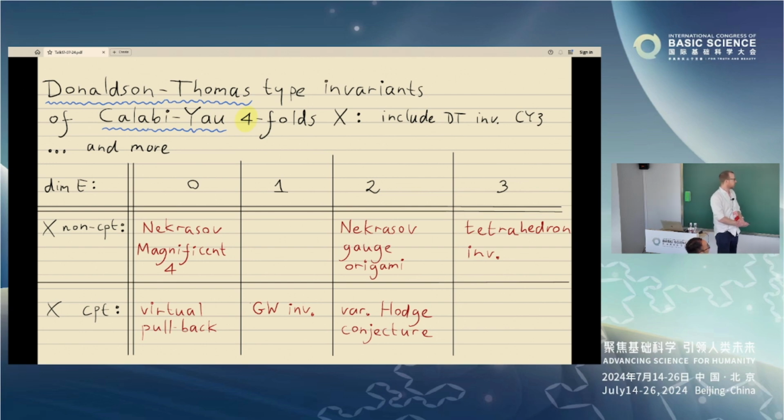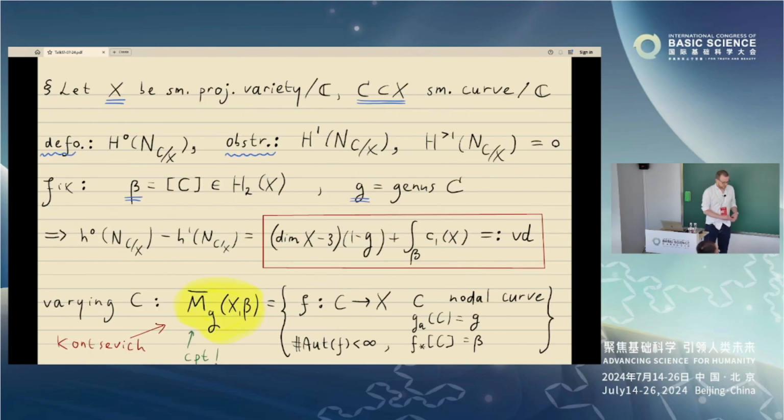So these will depend on the dimension of the support of the sheaf or whether we're in the compact or non-compact case. First, to warm up, we'll discuss traditional Gromov-Witten and Donaldson-Thomas theory. So first, let X be fully general, just a smooth projective variety over the complex numbers, and C a complex smooth curve.